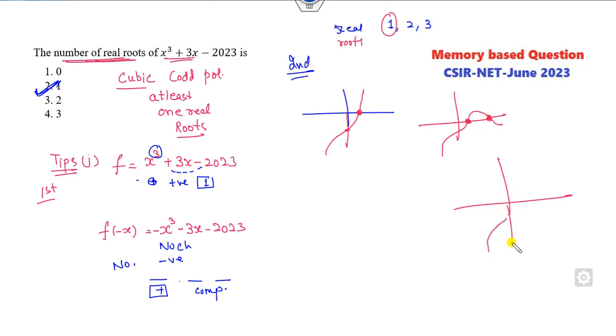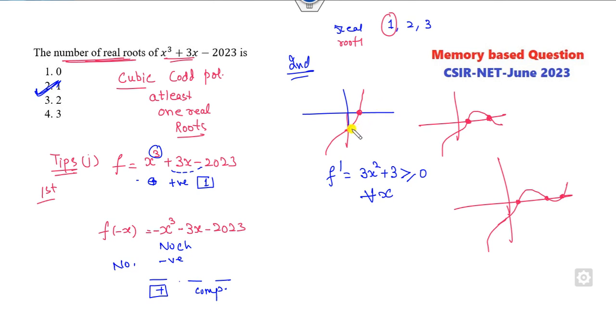If it cuts like this, 1, 2 and 3, it means there are 3 real roots. How can you check that? So what is that? When you change this, what is the meaning of that? That's a slope. So what is the f dash? 3x square plus 3, and you can see which is always greater than 0 for all x.